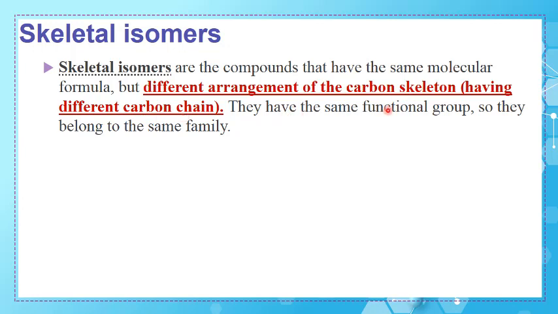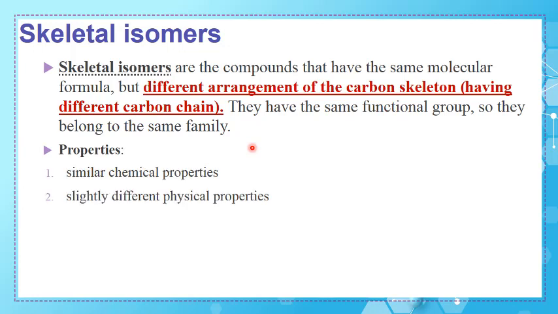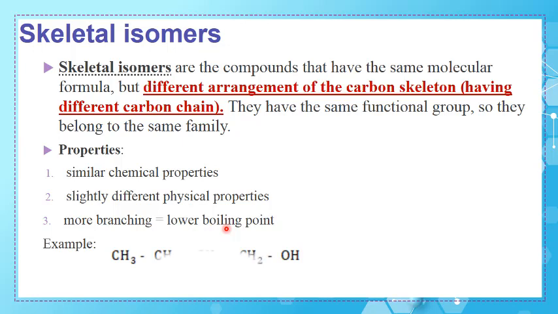They definitely have the same functional group, so they belong to the same family. Definitely they will have similar chemical properties since they have the same functional group, and slightly different physical properties. Let's consider an example about skeletal isomers. Note that of these two isomers, the one that has more branches will have the lower boiling point.